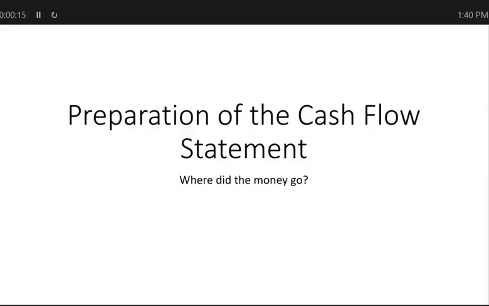Hello everyone, welcome to our discussion of how to prepare the cash flow statement. We introduced the idea of the cash flow statement clear back in Accounting 150, and we've alluded to it a couple of times since, but not in depth as to how to prepare it, like we did the income statement, balance sheet, and statement of equity.